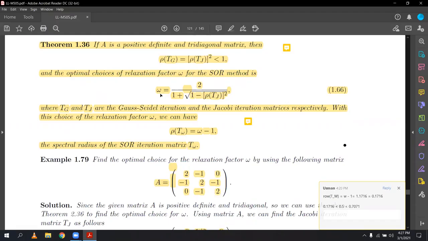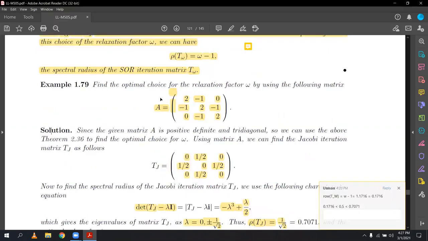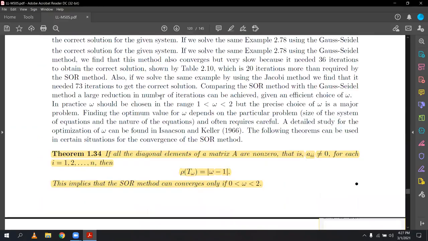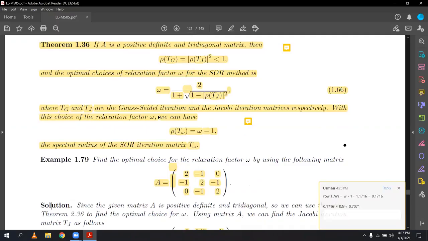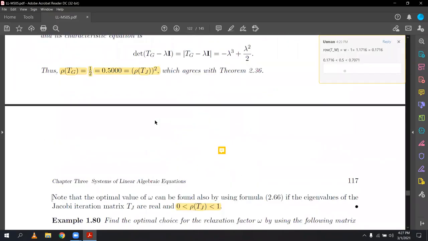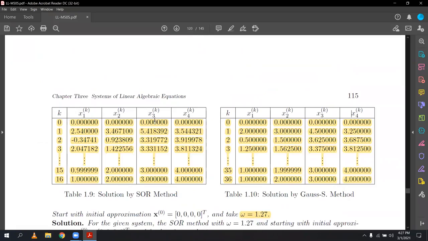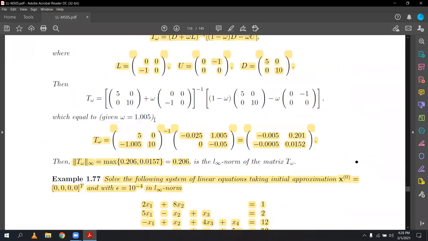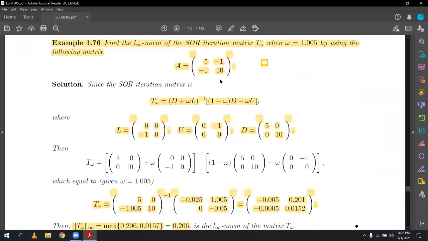To find omega here, but in this example which I solved, the 2 by 2, I myself gave the value of omega. I gave myself the omega, so there is no need to calculate it by yourself. This was one year back. I gave this example with omega myself.